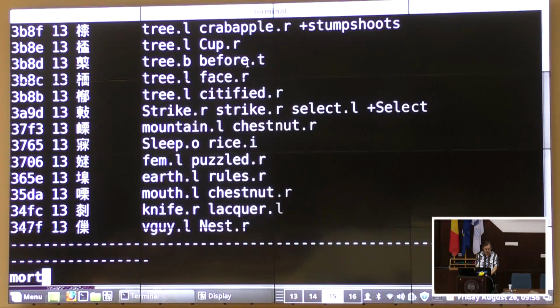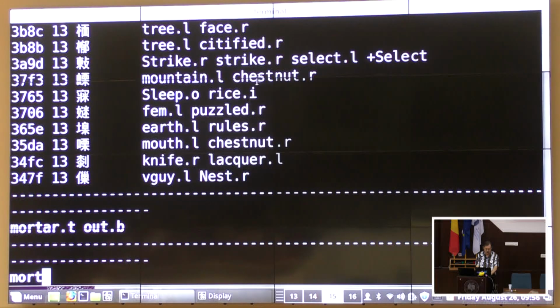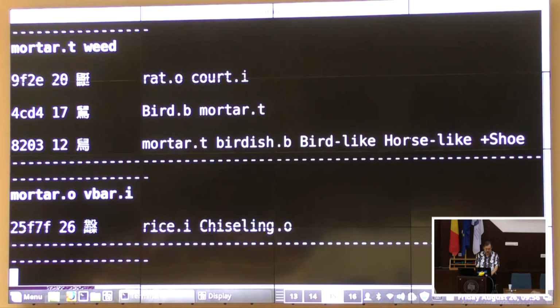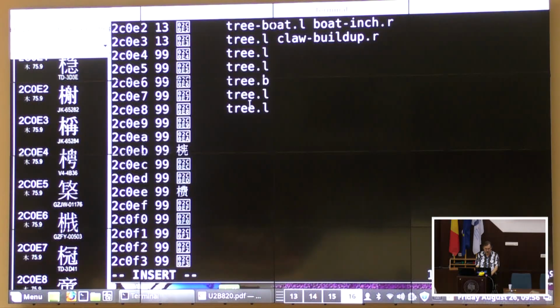It's mortar on the top and out on the bottom. No, mortar. There's a weed there. And we don't actually have one. Mortar on the outside and V-bar on the inside. Don't have that either. So we actually have to describe this one.